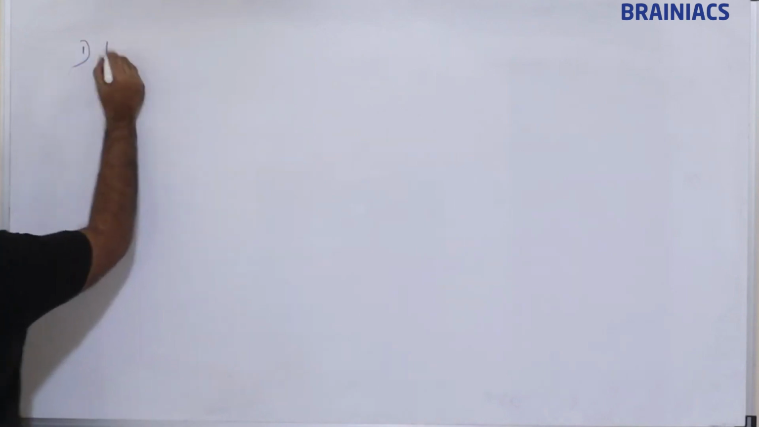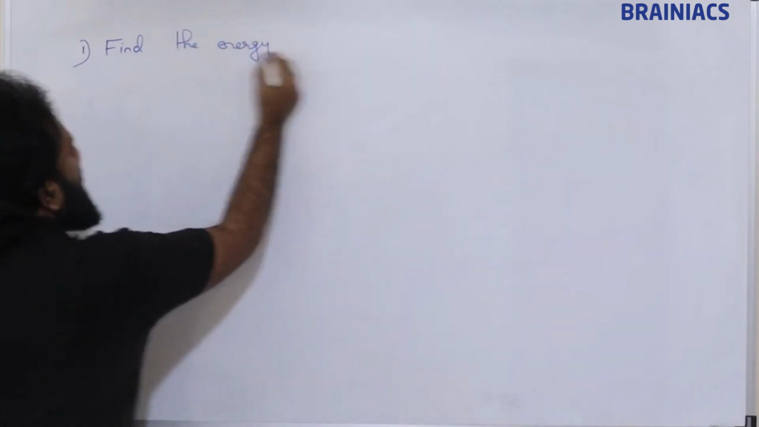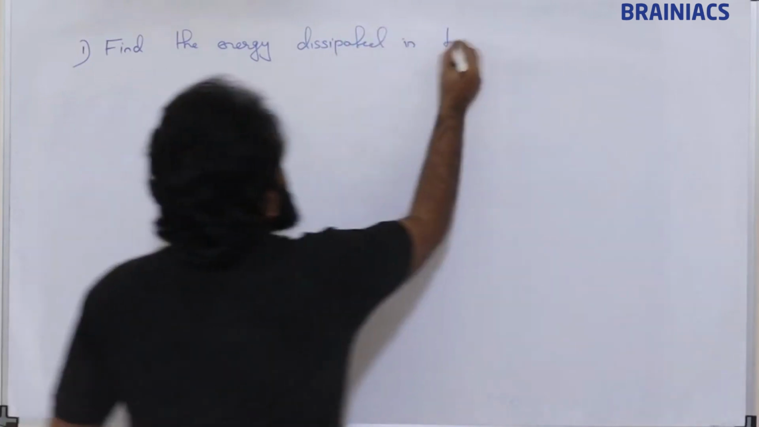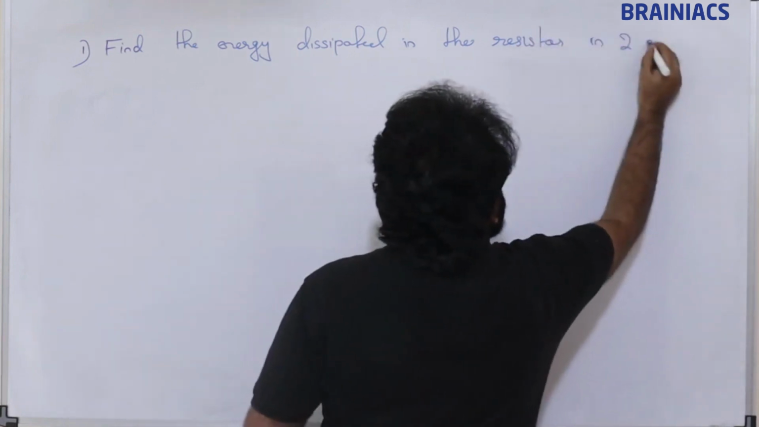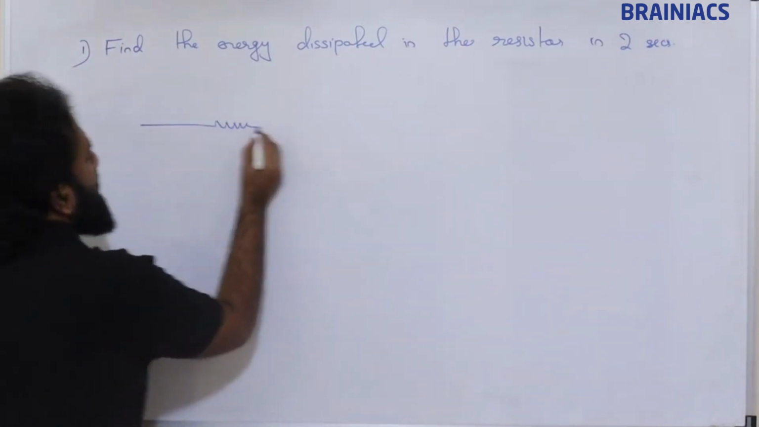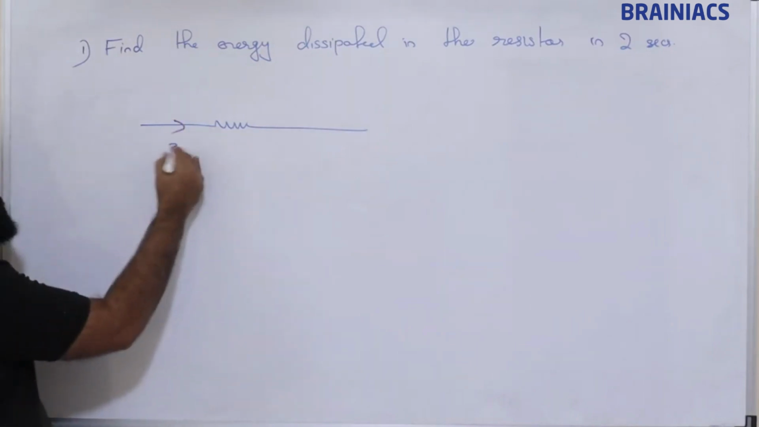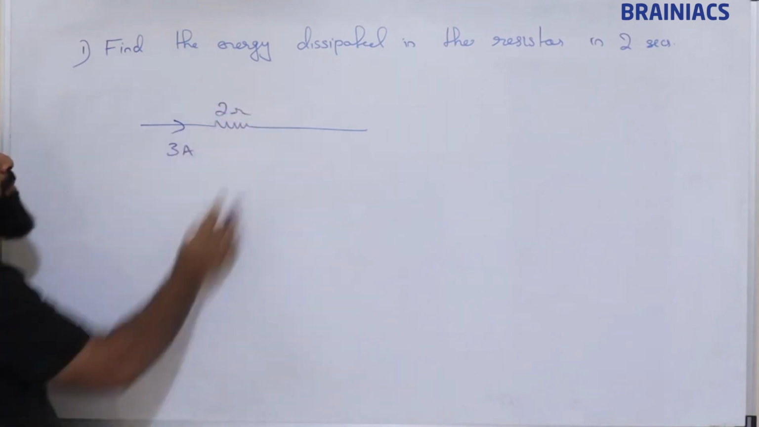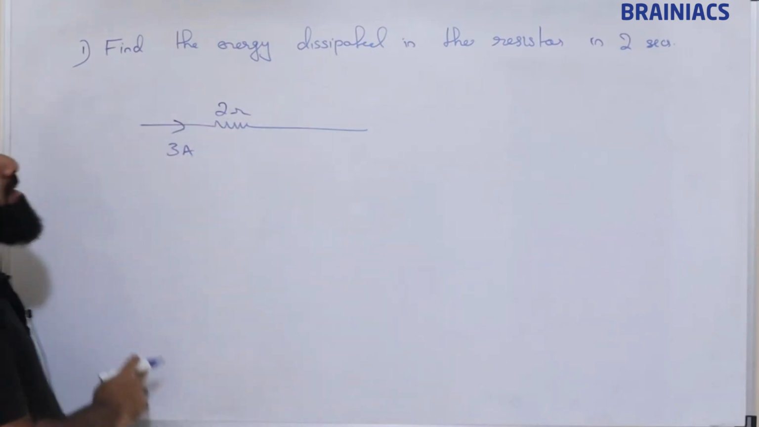So take this question: find the energy dissipated in the resistor in 2 seconds. If this is the resistance, current is passing through it, let's say 3 ampere, and this resistance is equal to 2 ohm. 3 ampere is passing through this 2 ohm resistance. What is the energy dissipated?